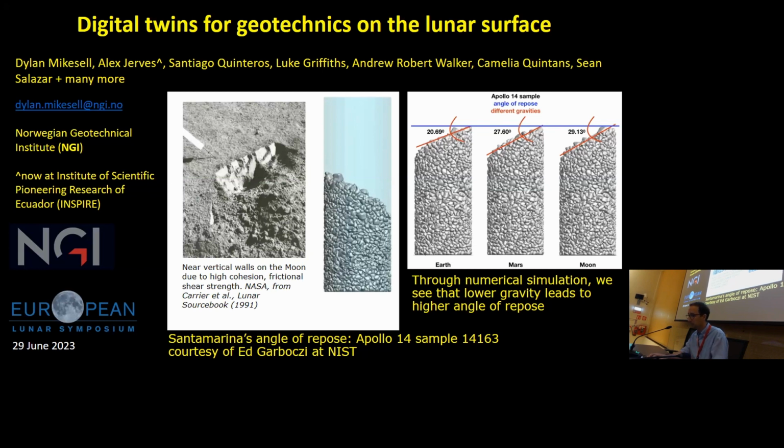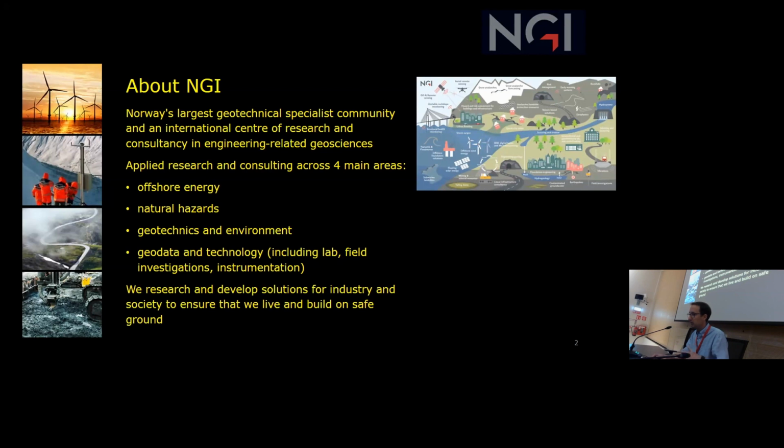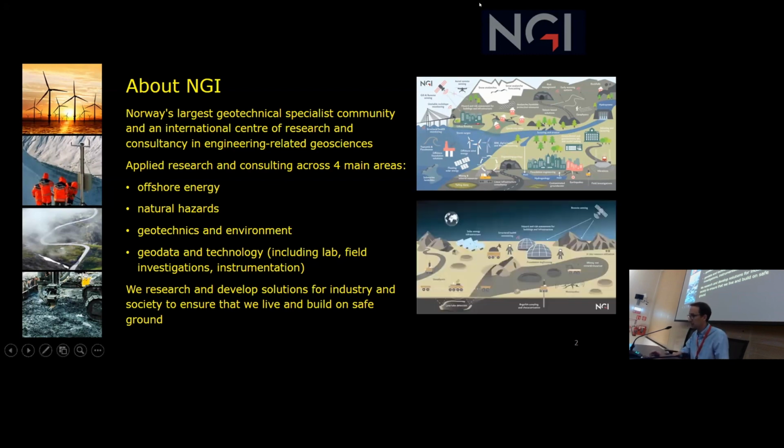Okay, so quickly about NGI, since lots of people maybe have never heard of us. We're new to getting into the space stuff, but we're a geotechnical group. We're headquartered in Oslo, but we also have offices in Perth and Houston and all around the world. I work in the natural hazards group, but we have quite a few people throughout the Institute that are just interested in lunar stuff. So there's about 20 of us that have been doing things over the last couple of years. Our main goal is to make solutions for industry and society so that we live and build on safe ground. And this cartoon in the upper right is all the different types of infrastructure things that we do on Earth. And we've slowly been thinking about what we could do on the moon.